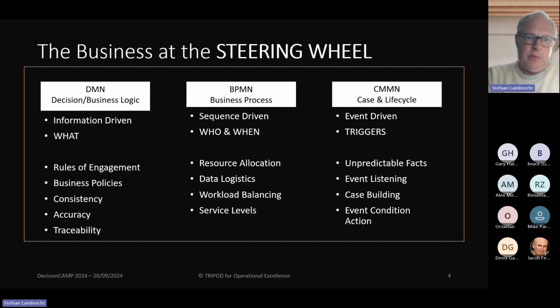And here what we're talking about is really the what. So what kind of loans and credits do we have? What are the rules of engagement with our customers? What are the business policies to be followed, etc.? And we want to closely monitor everything that happens within these customer organizations, and also everything related, obviously, to their credit risk. And it needs to be done in a consistent way. It needs to be done accurately, and it also needs to be very traceable.